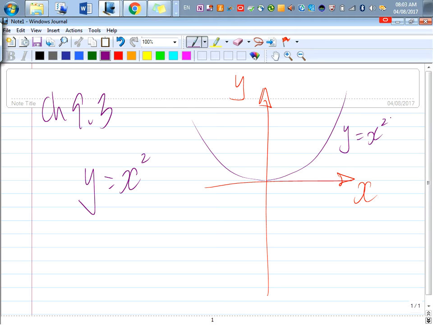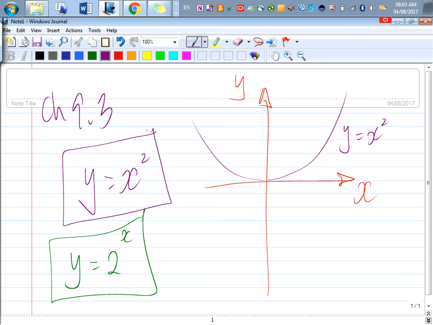Okay? And I am going to show you another equation. Okay, change color. Let's use green. Y equals to 2 to the power of x. What's the power of 2? Okay, look at the green color one. One more time. What's the power of 2? X. And then in this purple one, what is the power of x?